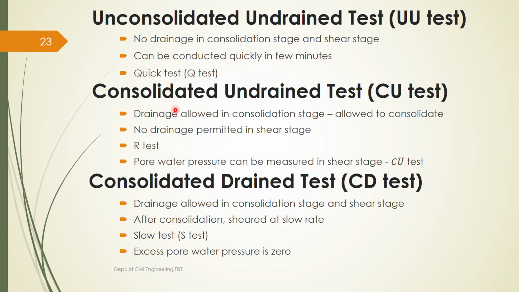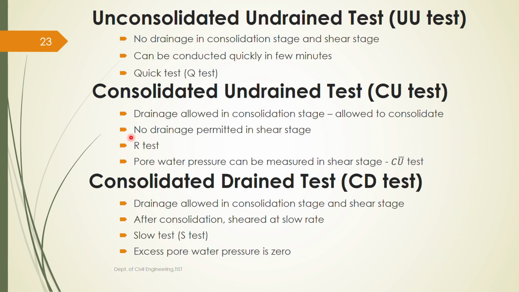Now the second type is consolidated undrained. So here in the consolidation stage, drainage is provided. Drainage is allowed in the consolidation stage. Okay, it is allowed to consolidate. So first term is consolidated. Now in the second stage, that is in the shear stage, drainage is not provided. So undrained. Okay. Now this one is known as Q test and the third one is known as S test. So in between you have the alphabet R. So this test is known as R test also. Now in this test, if pore water pressure is measured, then this test is known as CU bar test.